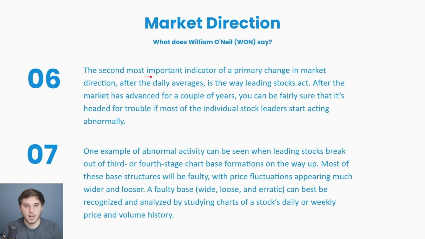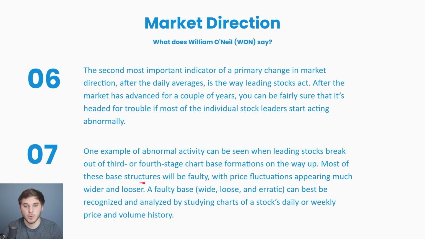Number 6, he said the second most important indicator of a primary change in market direction after the daily averages is the way leading stocks act. After the market has advanced for a couple of years, you can be fairly sure that it's headed for trouble if most of the individual stock leaders start acting abnormally. And number 7, one example of abnormal activity can be seen when leading stocks break out of 3rd or 4th stage chart base formations on the way up.